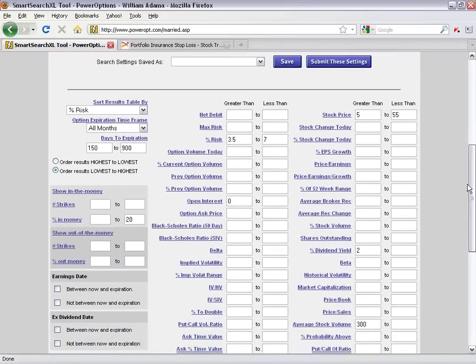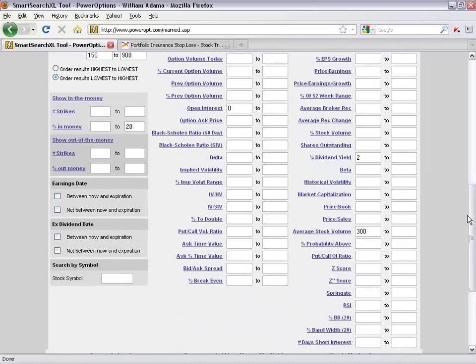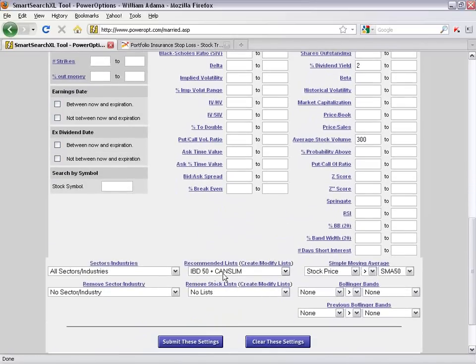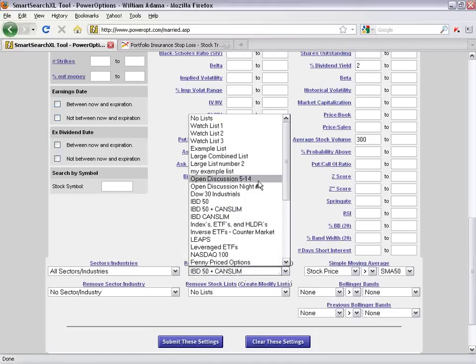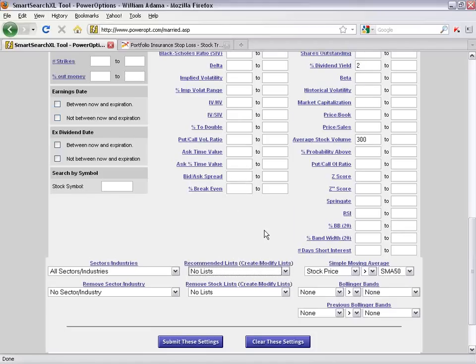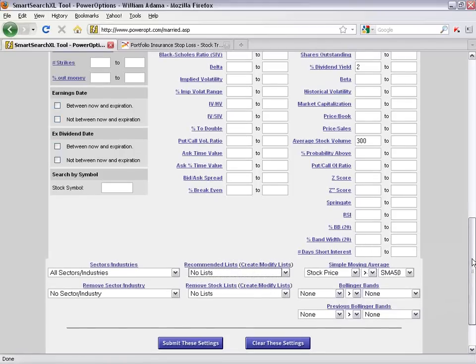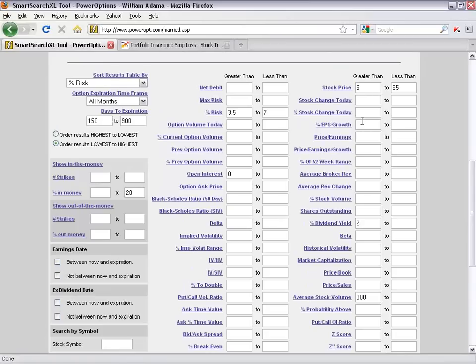The second reason why this is also limited, in addition to that historical volatility filter, is the IBD 50 and CanSlim list. There aren't a lot of dividend-paying stocks in the IBD 50 and CanSlim list. When I'm personally looking for a dividend-paying stock, I'll select no lists to open up the universe. You could even use the S&P 500 ones. That'll give you some good results for dividend-paying stocks for the RPM techniques. But I'm going to start off with no lists, and I'm going to put in those criteria I mentioned before.